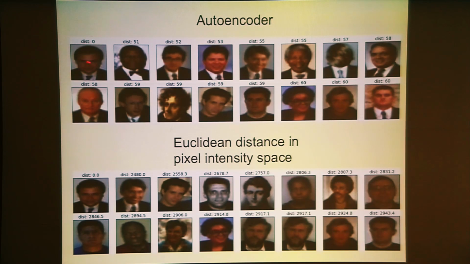And you can see here that most of the things retrieved have a kind of collar and tie, and they're all heads of people. This is what happens if you do Euclidean distance in pixel space. Obviously on a big database that will get you good things too. Notice though they don't have so many collars and ties.